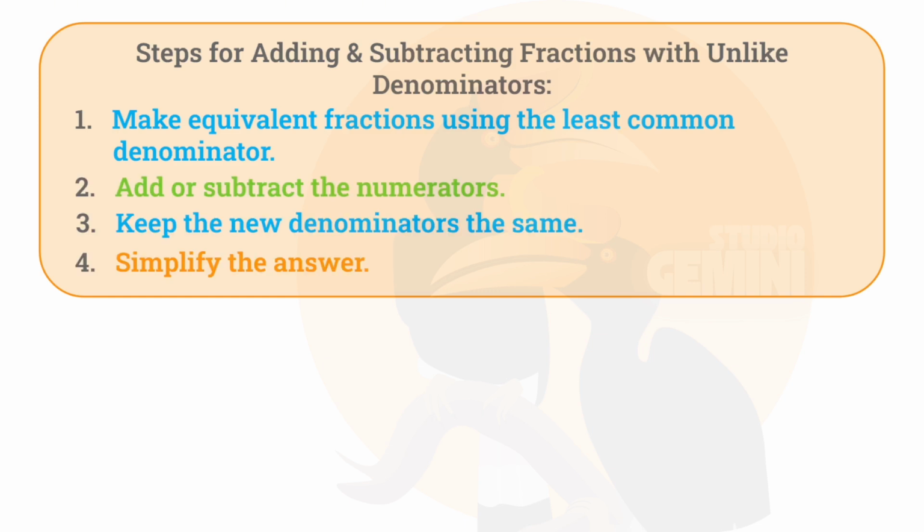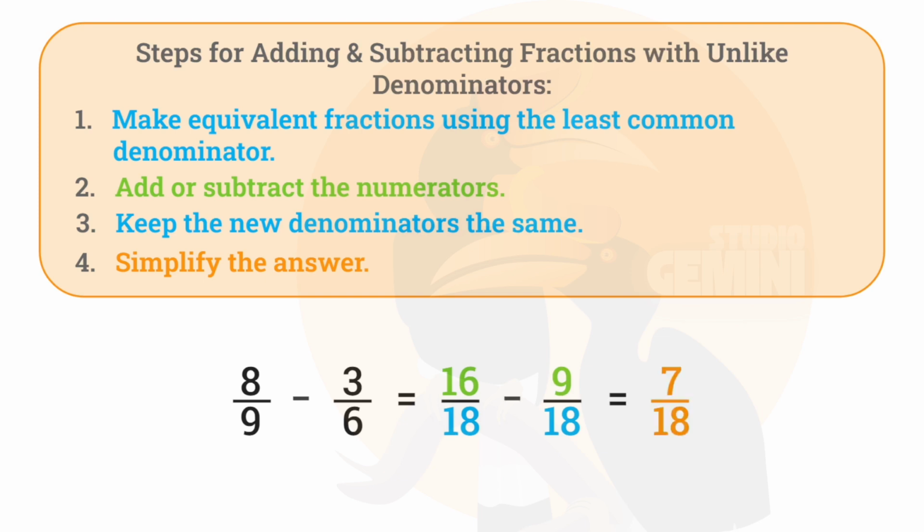Let's look at what I mean with this subtraction problem. 8/9 minus 3/6. First, decide on a common denominator. Since 18 is a multiple of both 9 and 6, we can use 18 as our common denominator to make equivalent fractions. 8/9 is equal to 16/18, and 3/6 is equal to 9/18. 16/18 minus 9/18 is equal to 7/18. Since 7 and 18 have no common factors greater than 1, there is no need to simplify this fraction. 7/18 is our final answer.